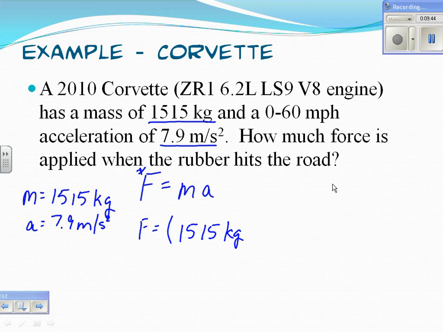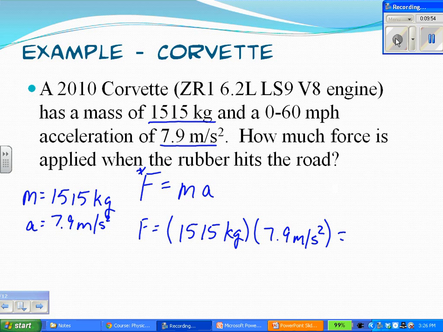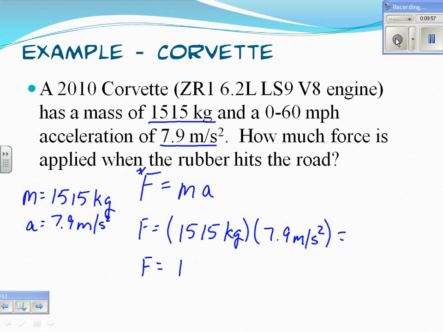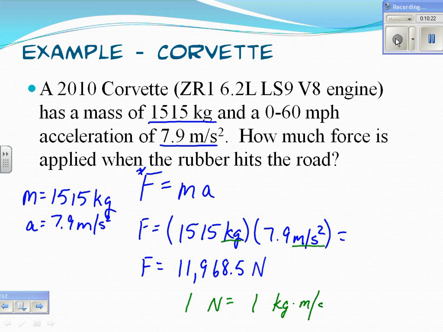1,515 kilograms times 7.9 meters per second squared gives us a total force of 11,968.5. Now the units here, we actually do a shorthand. The units of a force are newtons. And we get a newton by multiplying kilograms times meters per second squared. So a handy thing to remember is that 1 newton is equal to 1 kilogram meter per second squared.